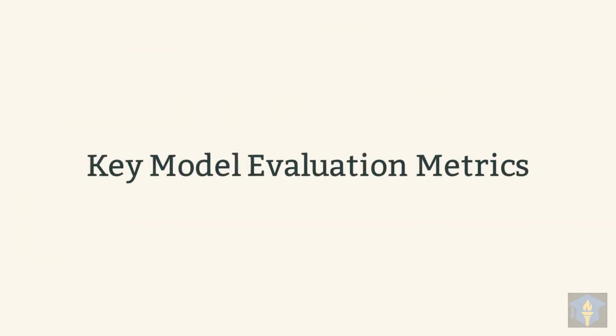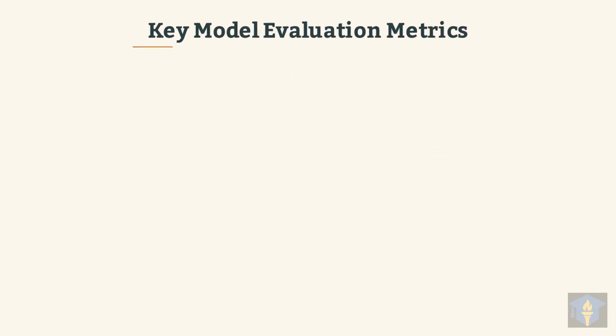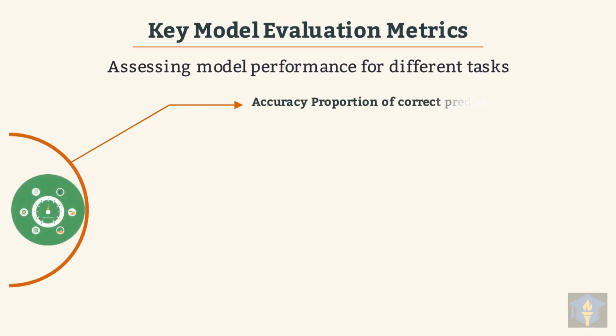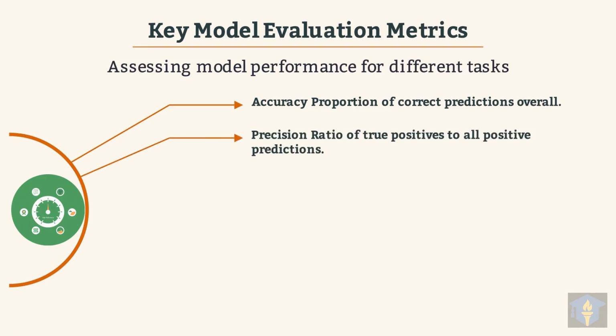Now, let's dive into key model evaluation metrics, essential tools for assessing machine learning performance. These metrics help us accurately measure how well our models are performing across various machine learning tasks. Accuracy tells us the proportion of all predictions that were correct, giving an overall performance measure. Precision is the ratio of true positives to all positive predictions, showing how many identified positives are actually positive.